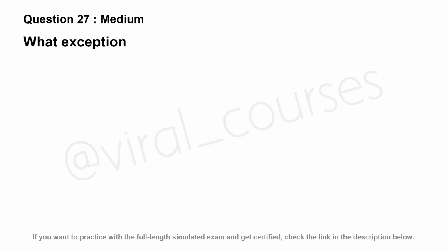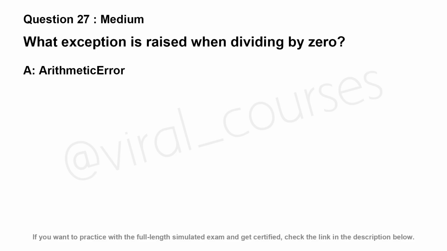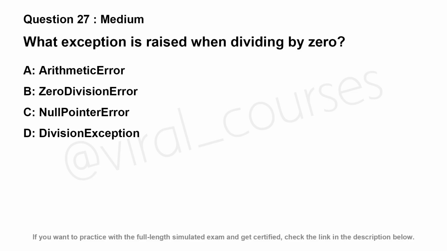What exception is raised when dividing by 0? Option A. ArithmeticError. Option B. ZeroDivisionError. Option C. NullPointerError. Option D. DivisionException.